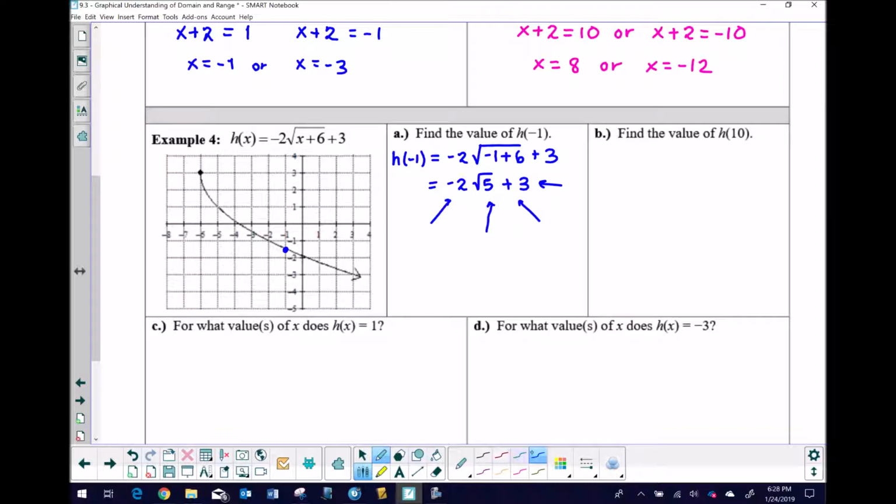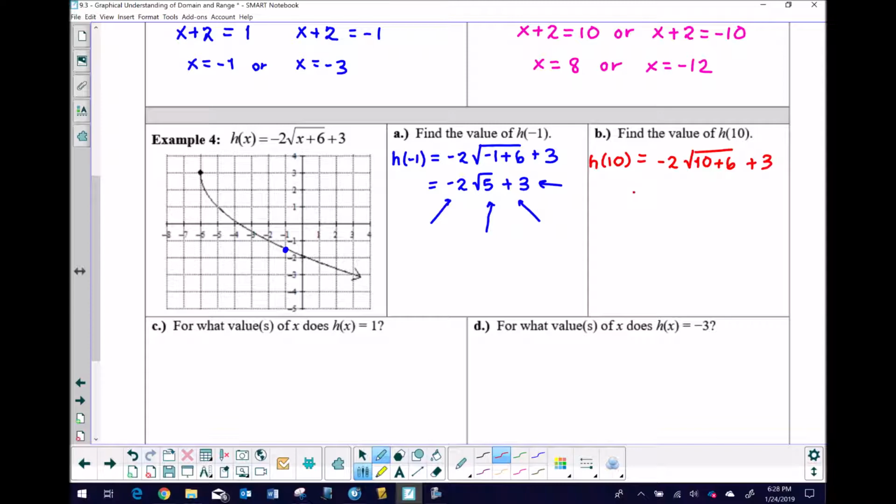Now, if we check this second one, h of 10, we can go about our business much the same way. When we plug in negative 10 for x, not negative 10, positive 10. I was going to say if we plug in positive 10, that's okay, but if we plug in negative 10, we got a problem. So we're going to get this.